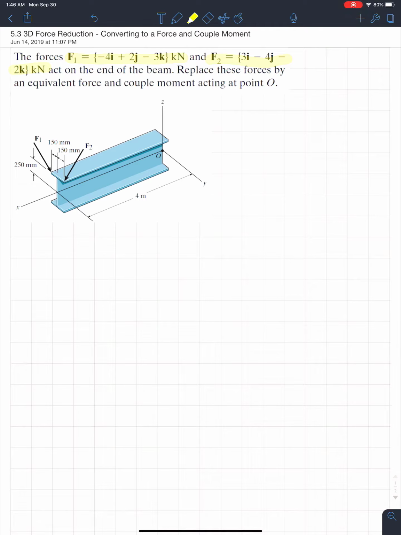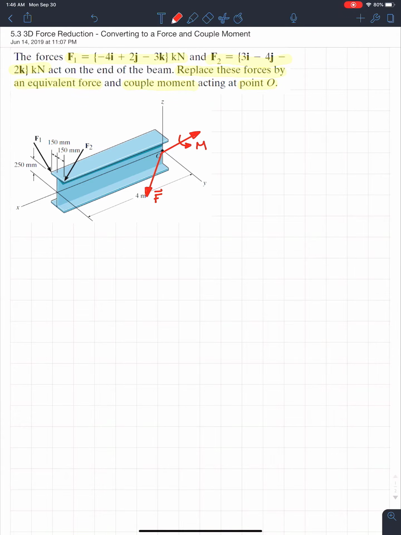But what the question really wants is for us to replace these forces by an equivalent force and couple moment acting at point O. So this is very important because essentially it wants us to take those 2 forces in black and create another force at point O, something like this. So this will be a force vector, as so. And then also a moment vector. I don't know these directions, I'm just picking random directions, but it would be a force vector and a moment vector. So this is what it wants in the end. It wants to take those 2 forces, move them to point O, and sum up the system with a moment and a force vector.